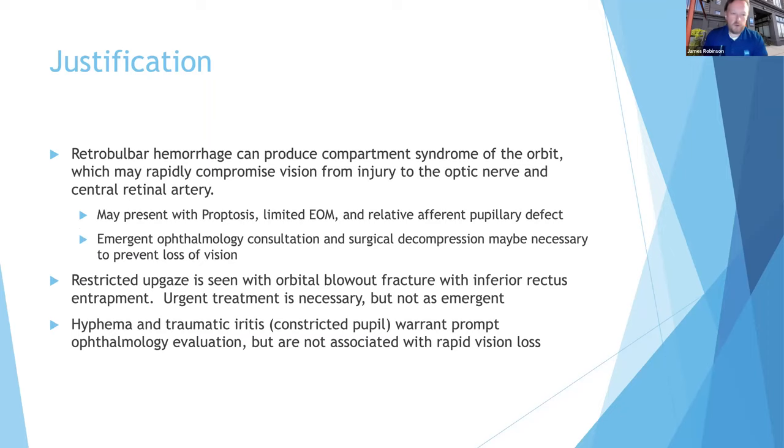Retrobulbar hemorrhage is the most pressing because it can cause compartment syndrome of the orbit. It can rapidly compromise vision from injury to the optic nerve and the central retinal artery. It usually presents with proptosis, limited extraocular movement, and a relative afferent pupillary defect. Emergent ophthalmology consultation and surgical decompression may be necessary to prevent vision loss.